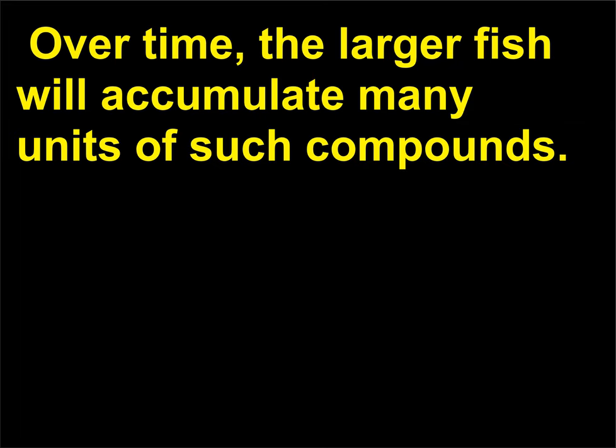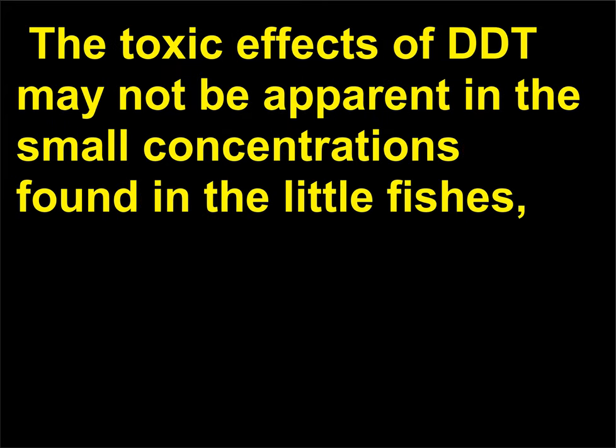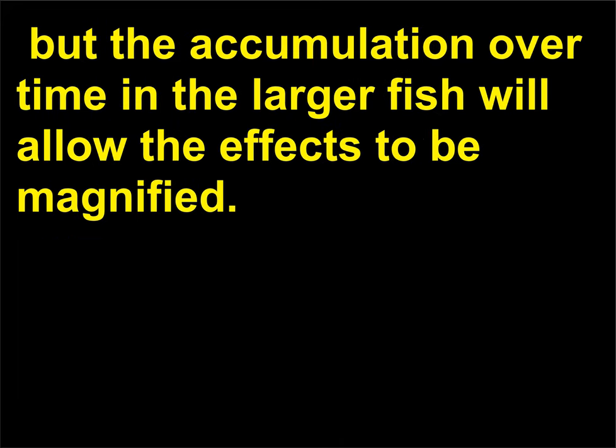Over time, the larger fish will accumulate many units of such compounds. An example of these compounds is the pesticide DDT. The toxic effects of DDT may not be apparent in the small concentrations found in the little fishes, but the accumulation over time in the larger fish will allow the effects to be magnified.